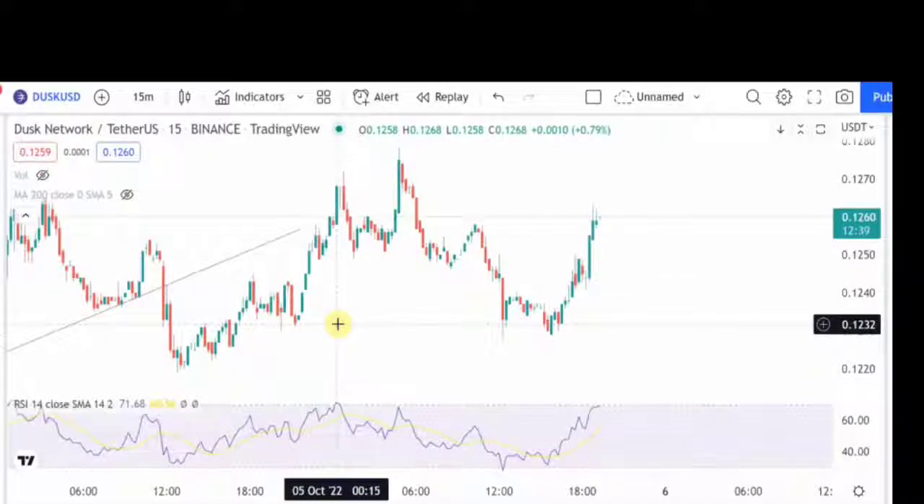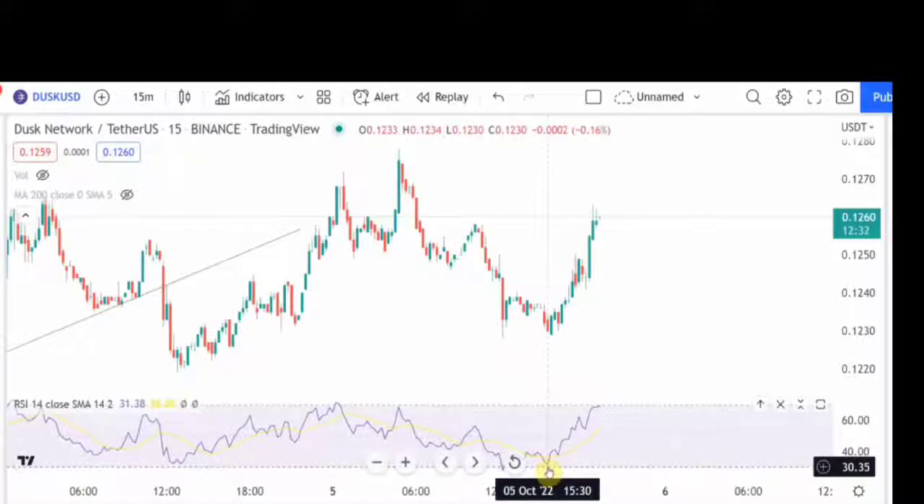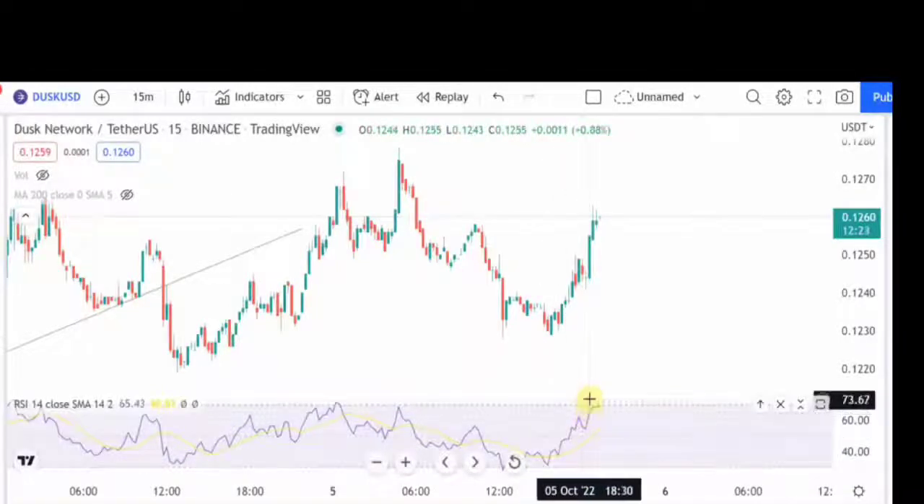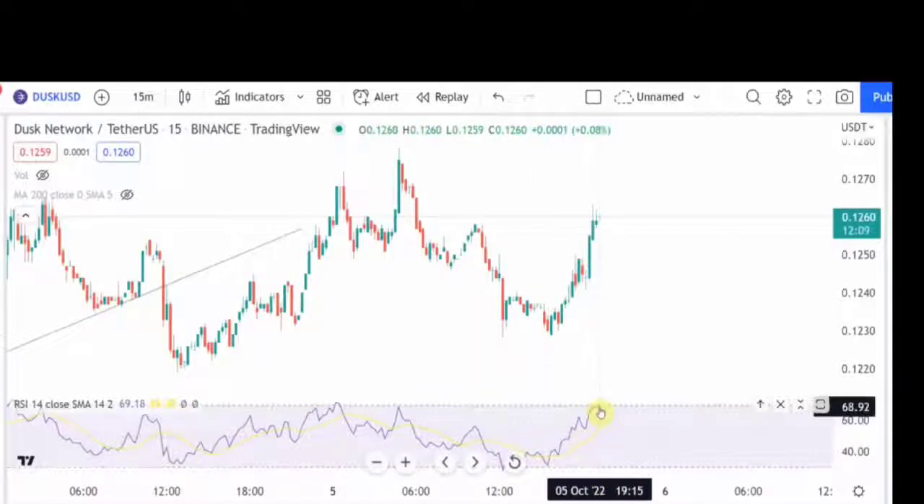And how do you do that? First of all, you know that from 30 below is what we call oversold, and from 70 and above is what we call overbought. So normally when the RSI is below 30, we call for a buy, that is we start buying or longing our coin. But when the RSI is above 70, then we start shorting the coin.